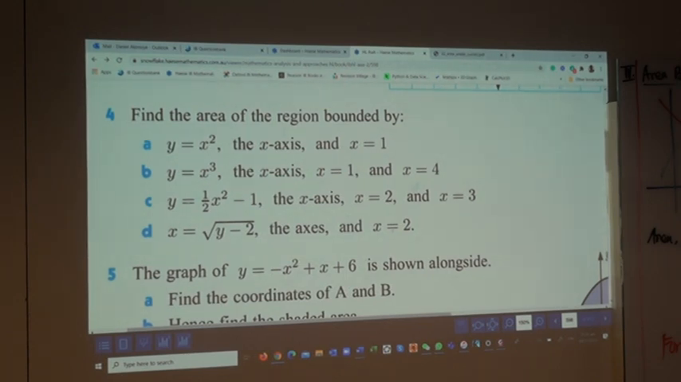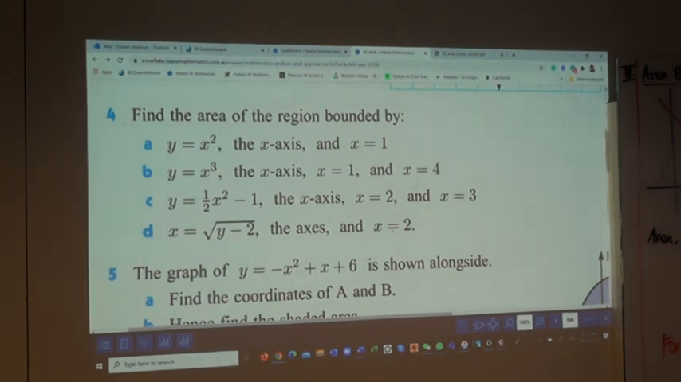You have a question, y equals x cubed, between the x-axis, x is equal to 1 and x is equal to 4. What other bound are you talking about? Oh, P, sorry. Yes? What is the first thing that is advisable for you to do when solving a problem like this? Say that again? Sketch the graph. Sketch the graph. Because if you do not sketch the graph, how do you know which of the categories it is? 1, 2, or 3?